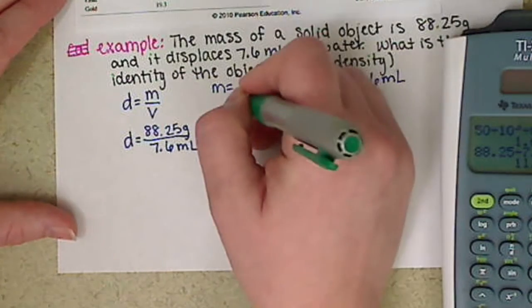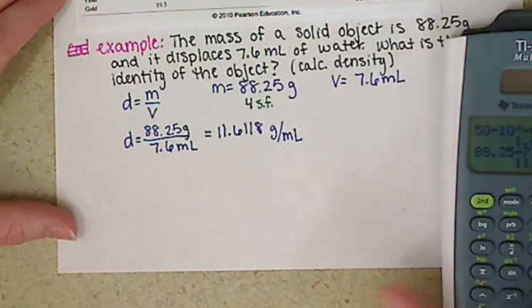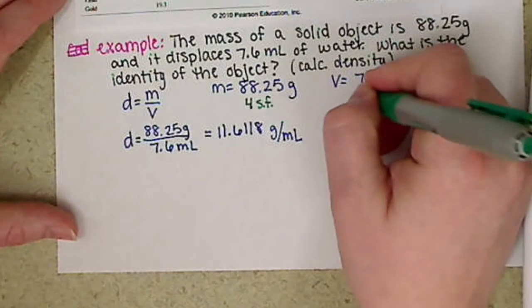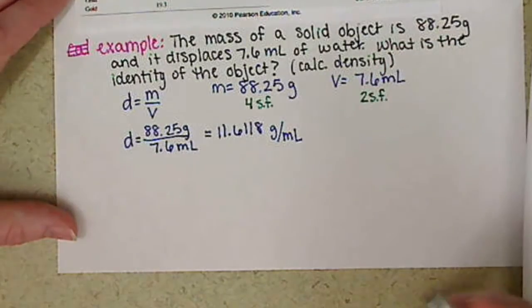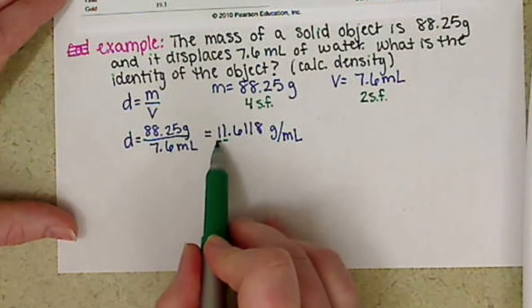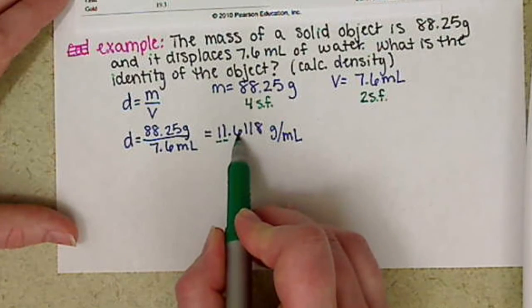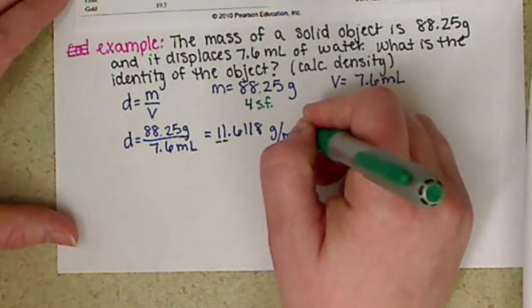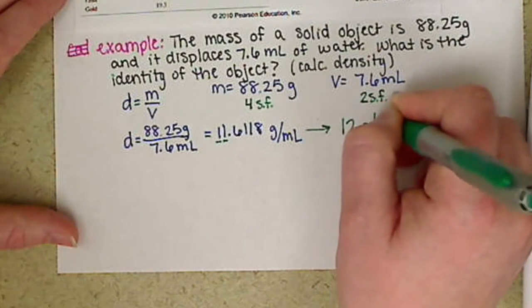Our first value, our mass, has 4 sig figs. Our volume has 2 sig figs. So for our final answer, we want 2 sig figs. So my 1 and my 1 are significant. We have to round up because we have a 6 next door. So my final answer is going to be 12 grams per milliliter.